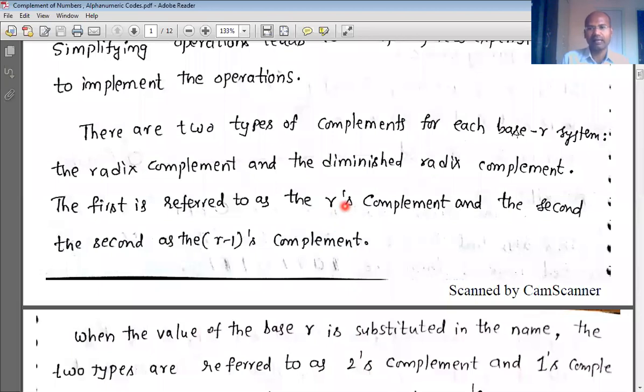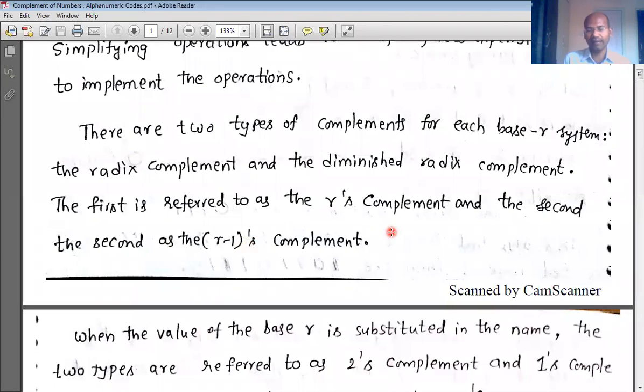Let's say the base of the system is R. In that base R system, there is R's complement and also R minus 1's complement. If the base of the system is 10, let's say the decimal system, then R is 10. So in the base 10 system, we have 10's complement, which is R's complement. R minus 1 complement means 10 minus 1, which is 9's complement. So there are two complements: one is 10's complement, other one is 9's complement, present in the base 10 system.